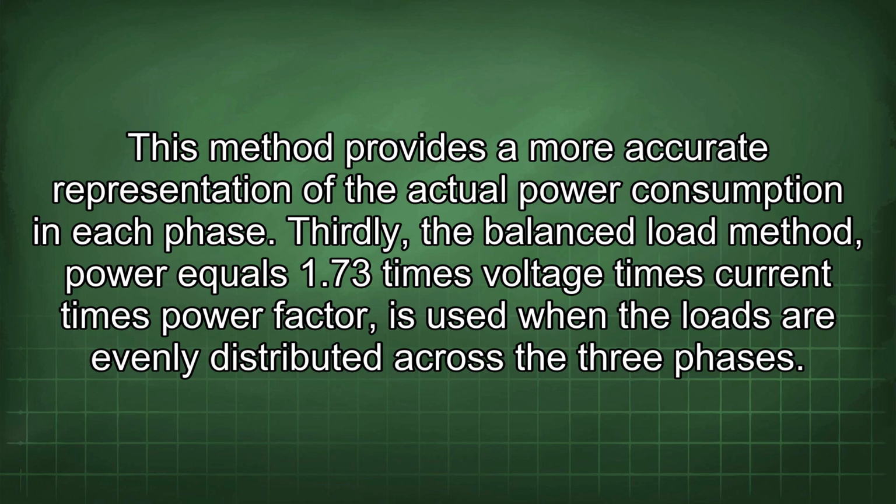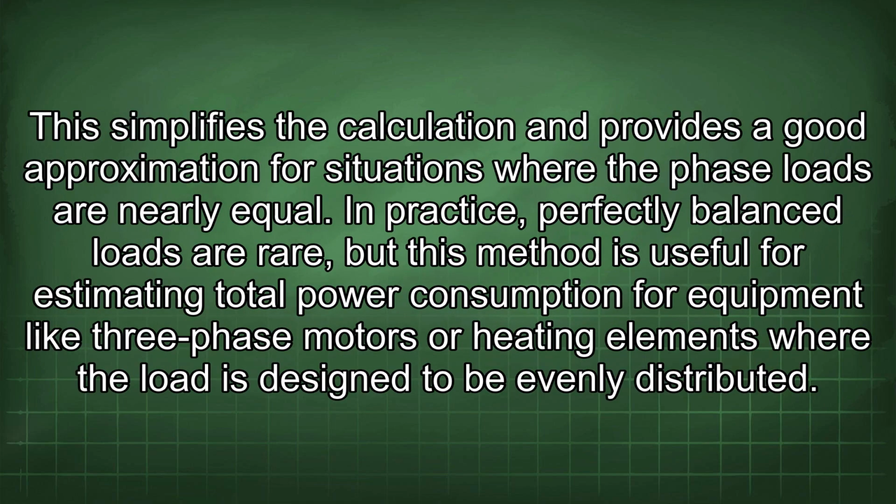Thirdly, the balanced load method, power equals 1.73 times voltage times current times power factor, is used when the loads are evenly distributed across the three phases. This simplifies the calculation and provides a good approximation for situations where the phase loads are nearly equal. In practice, perfectly balanced loads are rare, but this method is useful for estimating total power consumption for equipment like three-phase motors or heating elements where the load is designed to be evenly distributed.